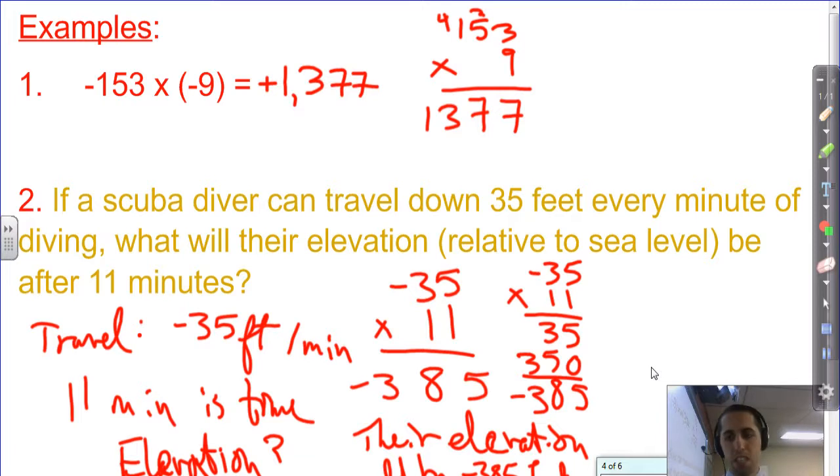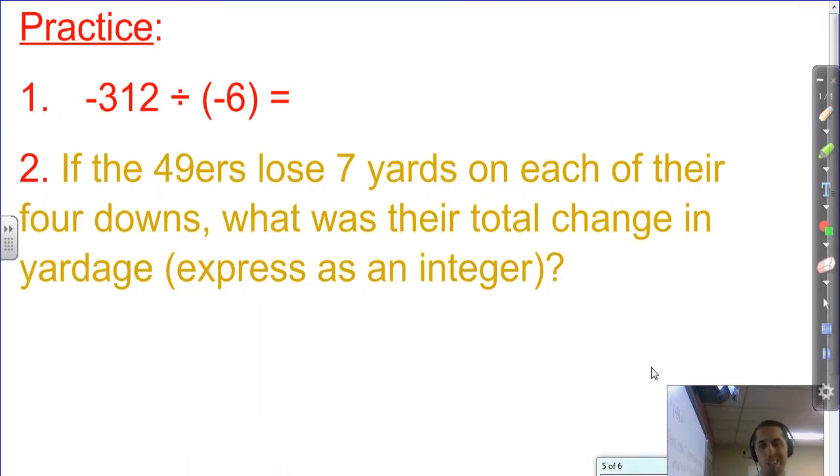Thank you so much. Here are your last questions to do on your own, the practice problems. Number 1 is negative 312 divided by negative 6. Number 2, if the 49ers lose 7 yards on each of their 4 downs, what was their total change in yardage? Express this as an integer, so I'm asking you to do something similar. Express it relative to the line of scrimmage that they started at.